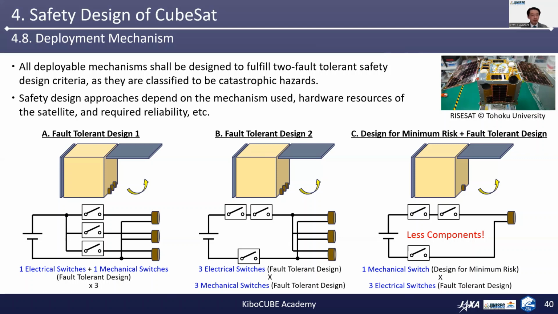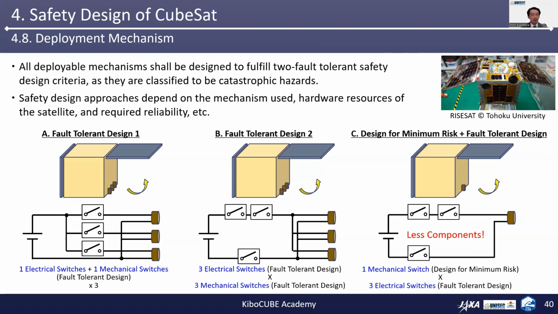So in this design example, a deployment mechanism and an electrical switch can be regarded as a pair, and the satellite is equipped with 3 of these pairs. And if one of these 6 components fails, the panel cannot be deployed.